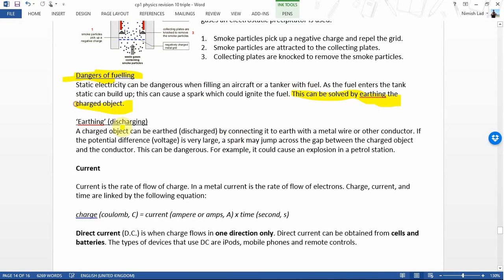A bit more about earthing is over here. An object can be earthed by connecting it to the earth with a metal wire or other conductor. If the potential difference, in other words the voltage, is very large, a spark may jump across the gap. This can be dangerous as it can cause an explosion, like at a petrol station. Excellent.